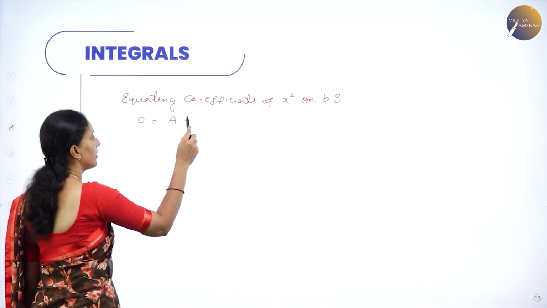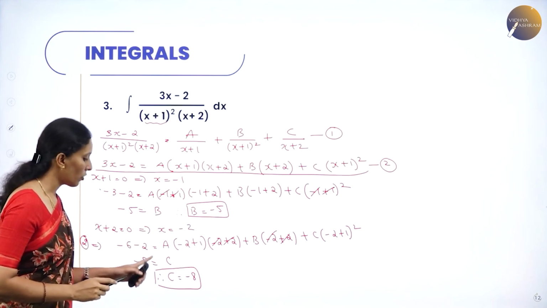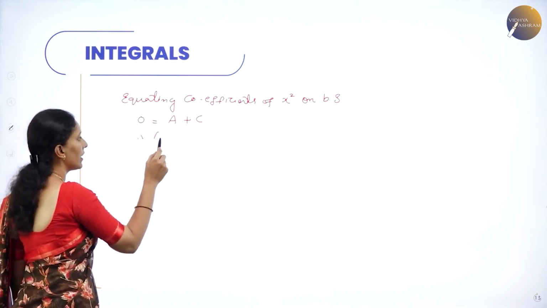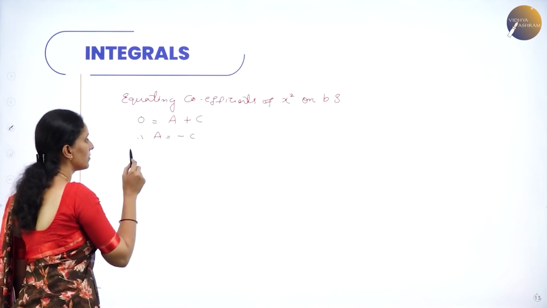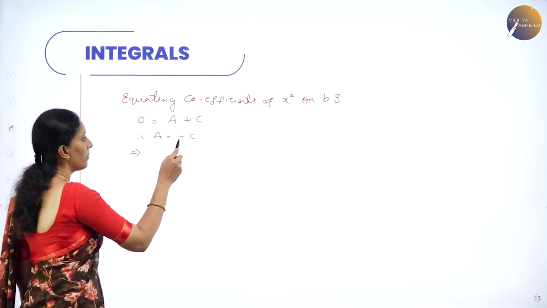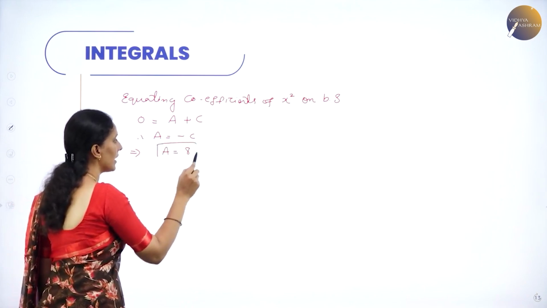So here you can write plus c. Now here you got value of b, you got value of c. So what else you need here? You need a. So therefore, a is equal to minus c. So this implies, what is the value of c? We have minus 8. Minus of minus 8 is 8. So therefore, the value of a is 8.